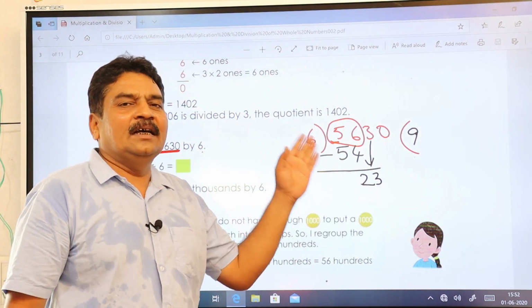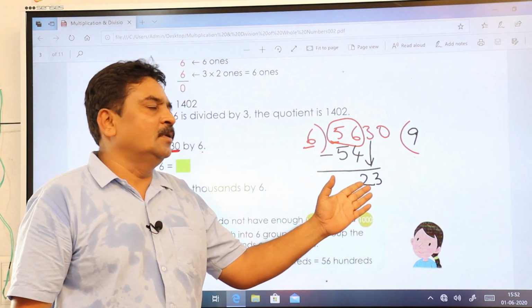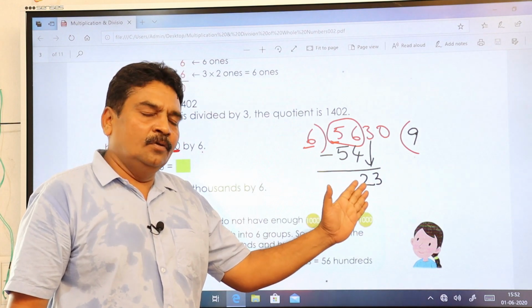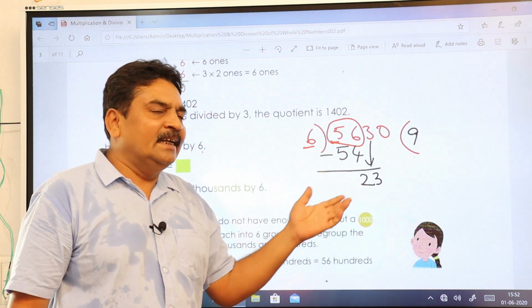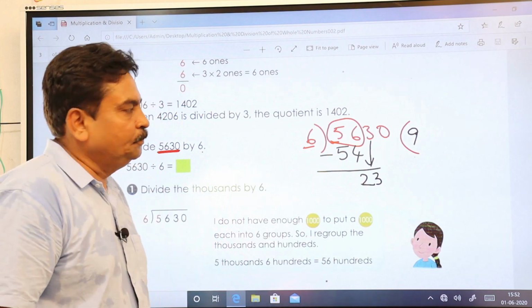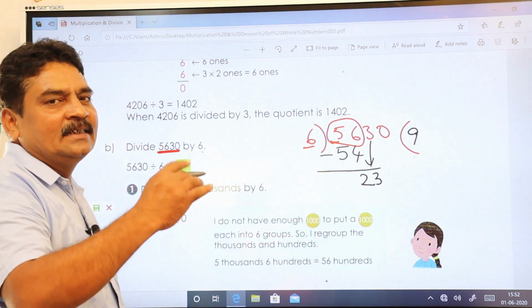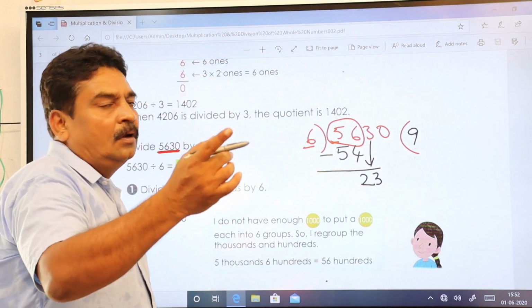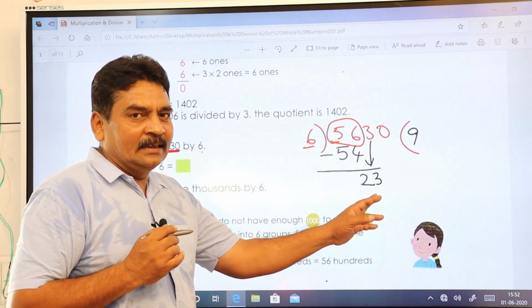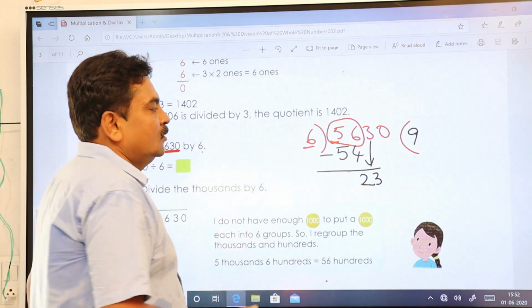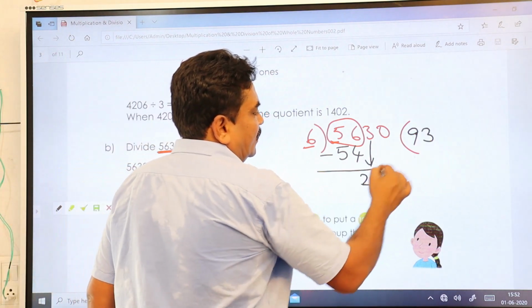So 23 is bigger than 6. So it is possible. Now you read the table till you get 23. If you don't get 23, then you take the nearest value of 23. That is 6 1s are 6, 6 2s are 12, 6 3s are 18, 6 4s are 24. 24 is more than 23. That's why you take 6 3s are 18.